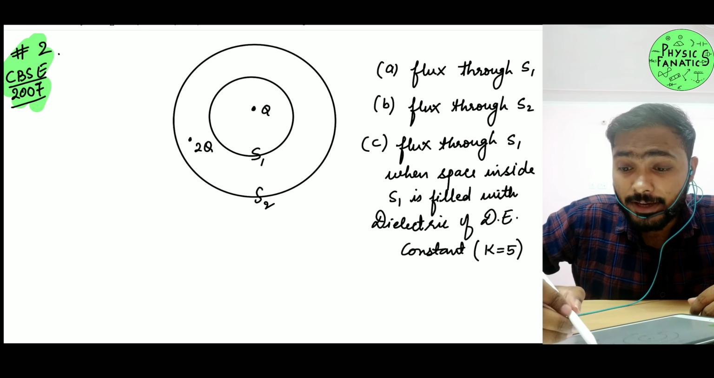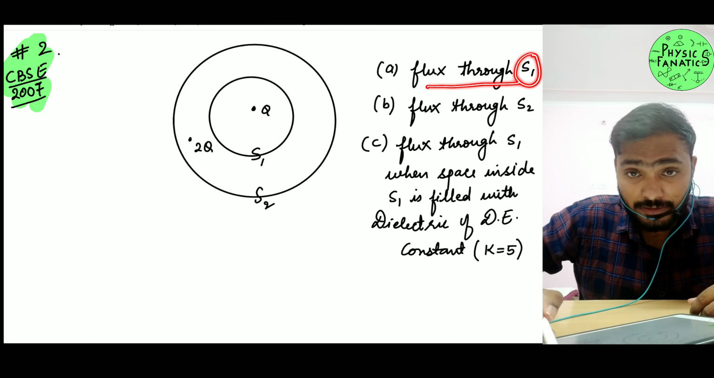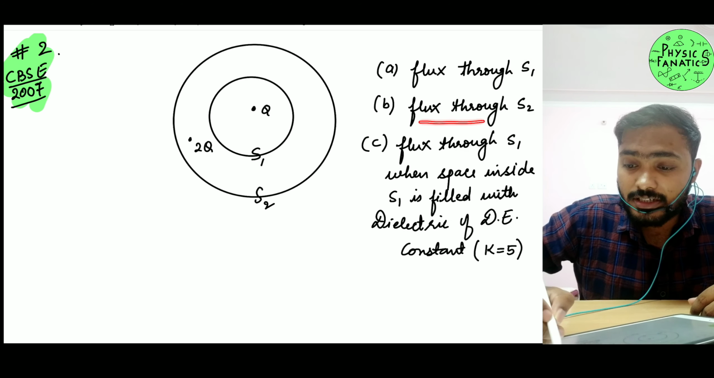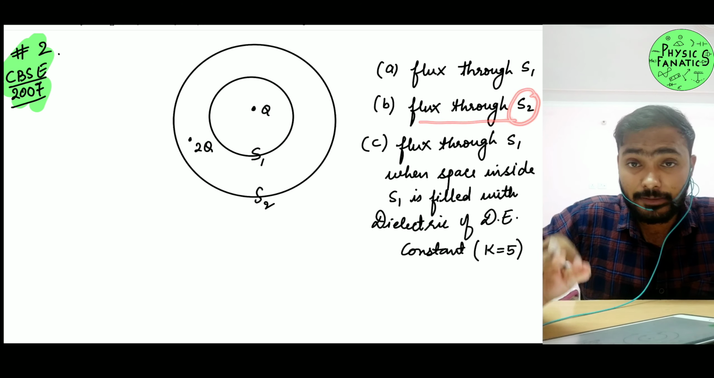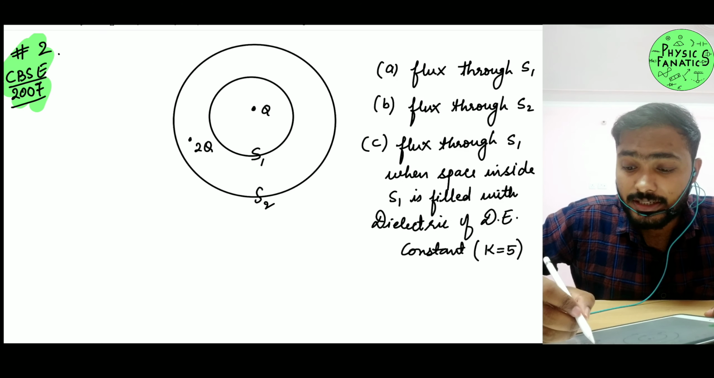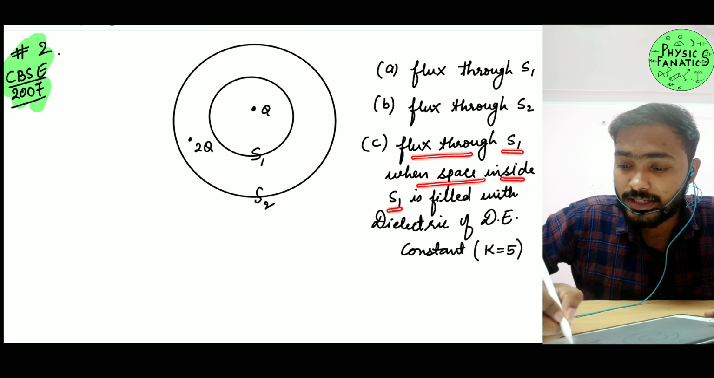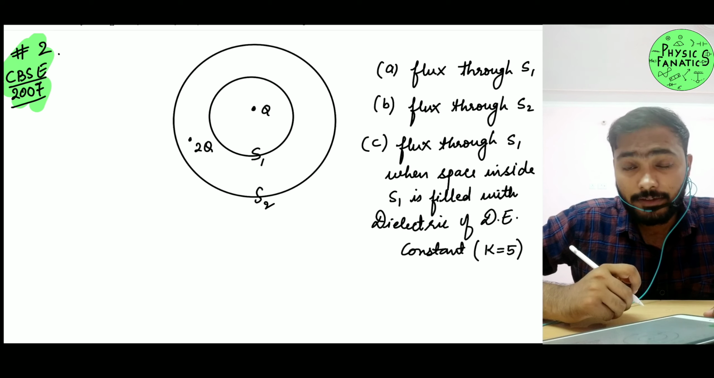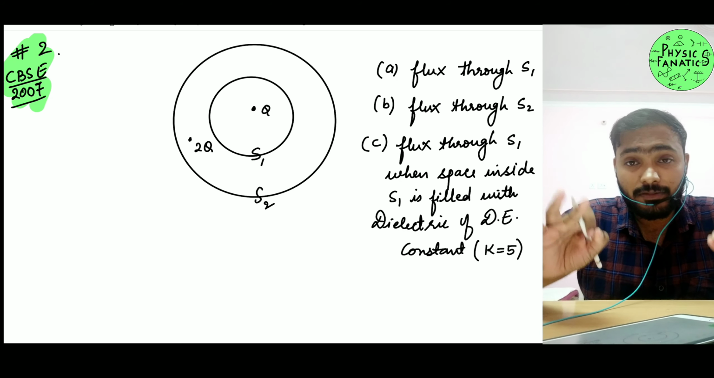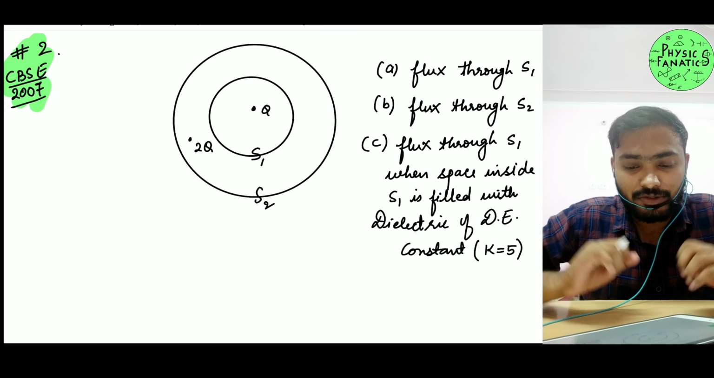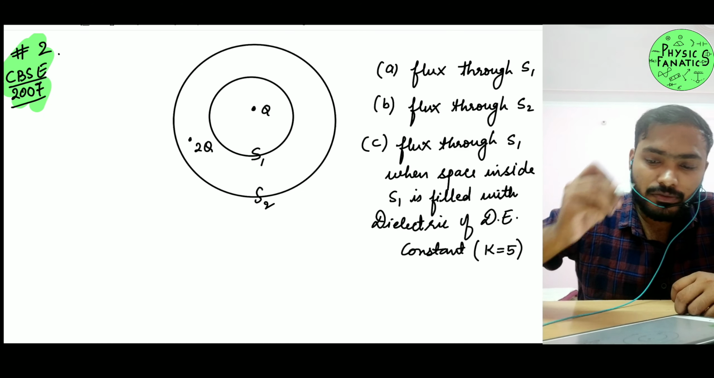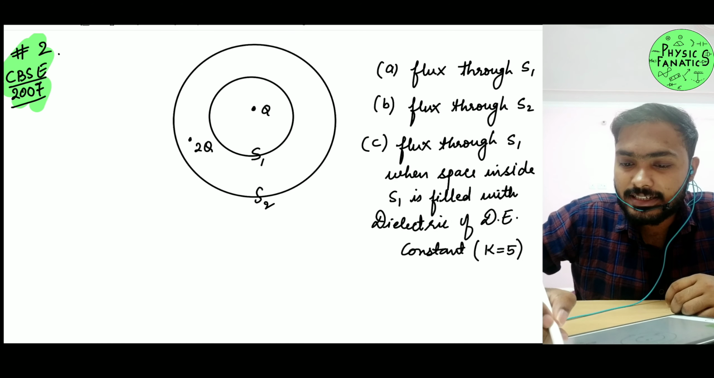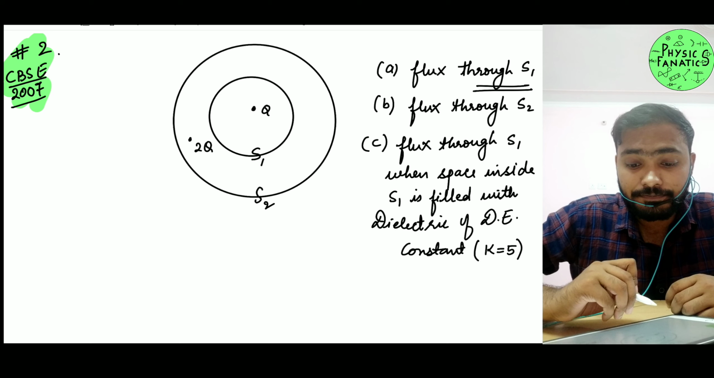The question is asking: find the flux through S1, that is the first part. Second part of the question is find the flux through S2. Third part of the question is the flux through S1 when the space inside S1 is filled with a dielectric of dielectric constant K equals 5. So let's do the question one by one. You guys can pause the video and try the question. Great, so let's do the first part of the question, that is flux through S1.